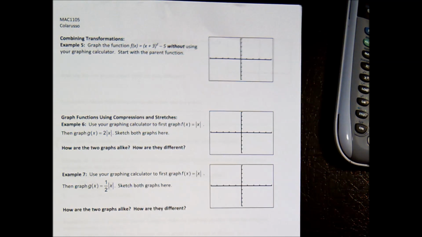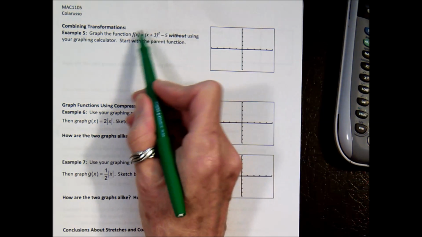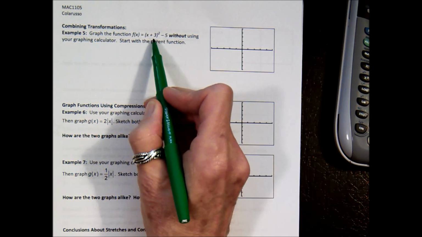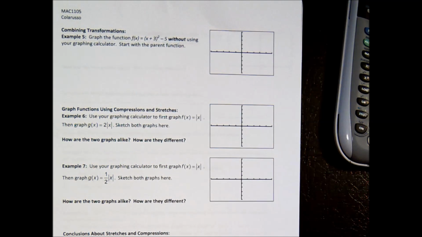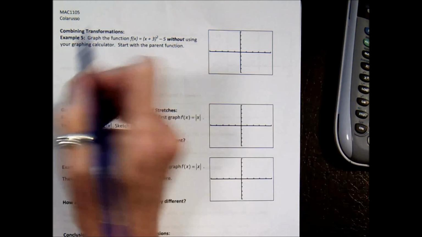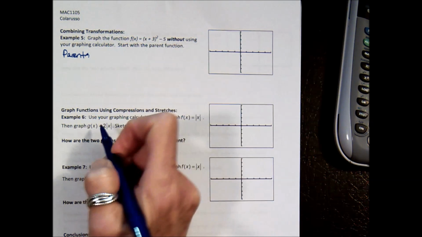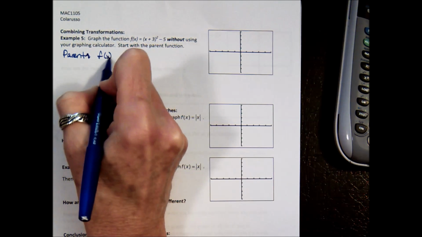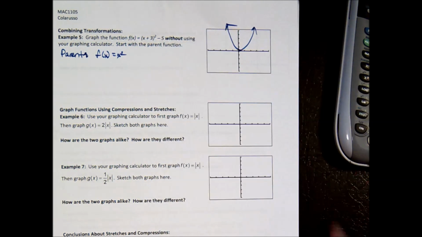combined transformation. So let's first take a look at our equation and see if we can figure it out. It says graph the function f of x equals (x plus 3) squared minus 5 without using the graphing calculator. Start with the parent function. So I know that the parent function, that's what we call it, is this function stripped down to just the very beginning of it. So that would be f of x equals x squared. Well, we know what that looks like. That looks like that. We've graphed it now several times.